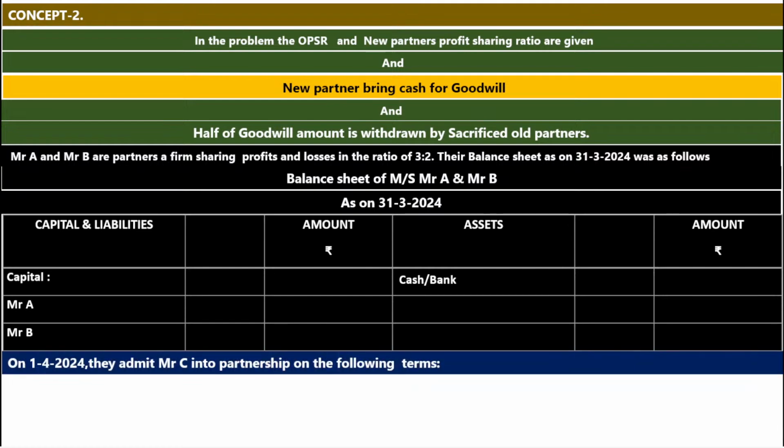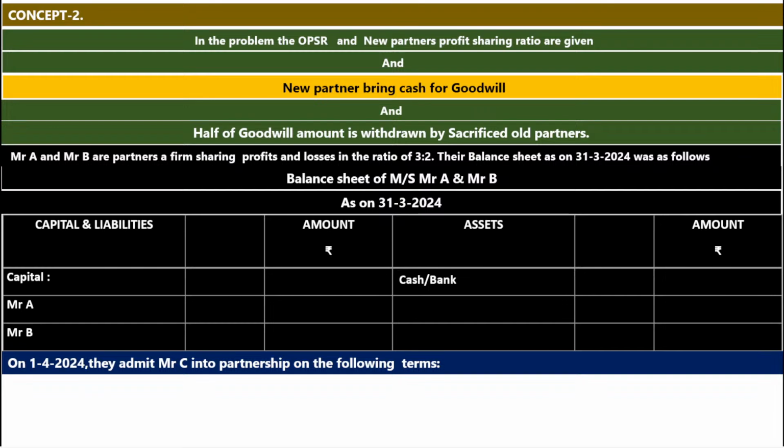Let us move on. On 1/4/2024, they admit Mr. C into the partnership on the following terms. Now this question relates to admission of a partner. Why? The term used is Mr. C is admitted into the partnership firm. Who are the old partners? Mr. A and Mr. B. What is the OPSR, the old profit sharing ratio? 3:2. What is the old balance sheet date? 31st March 2024. The date on which the new partner is admitted into the partnership firm is 1/4/2024. Who is the new partner? Mr. C.